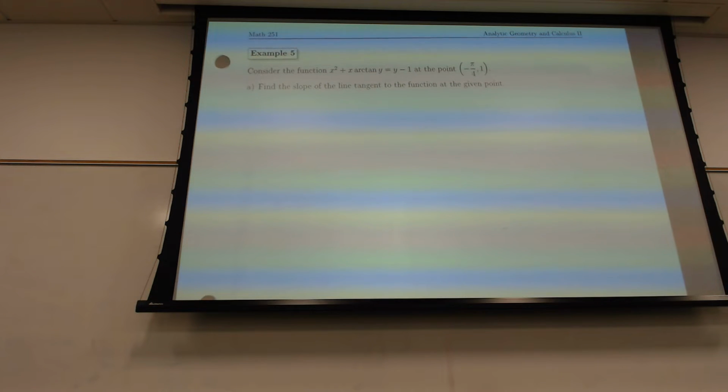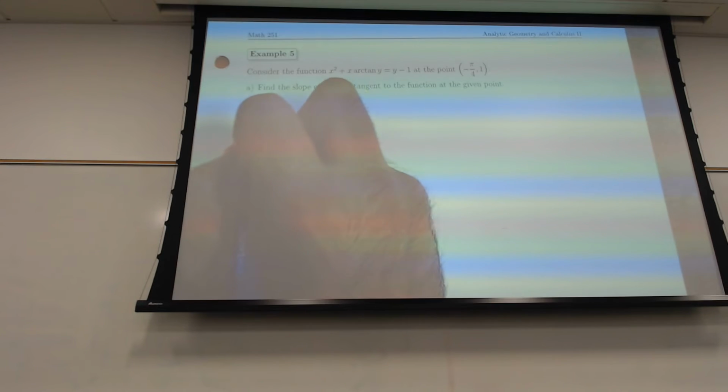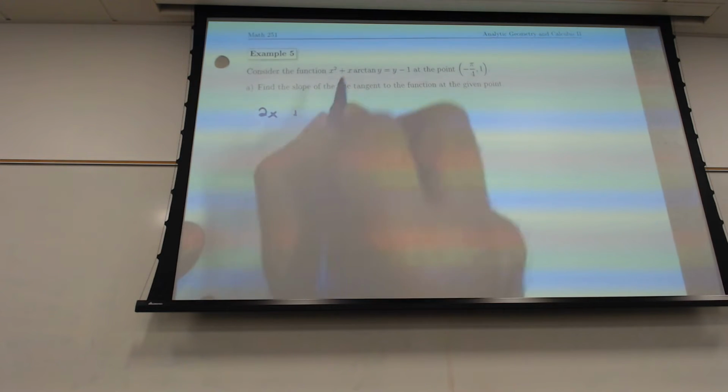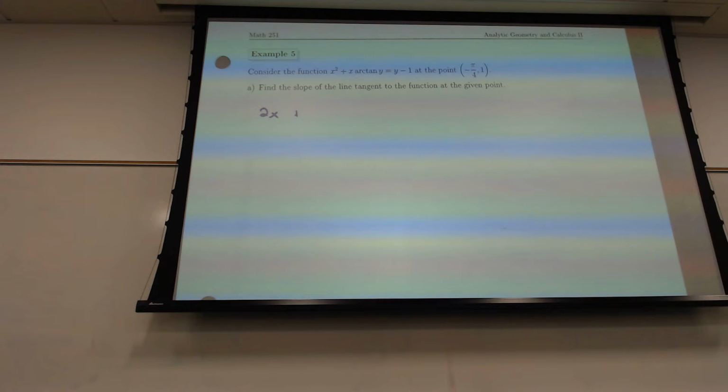We don't have to evaluate anything, so I think we're good to go. Let's just take the derivative in implicit form. So, the derivative of x squared, which is 2x, plus, in this case, to differentiate x times arctan y, because we have two functions multiplying together, we will use the product rule.